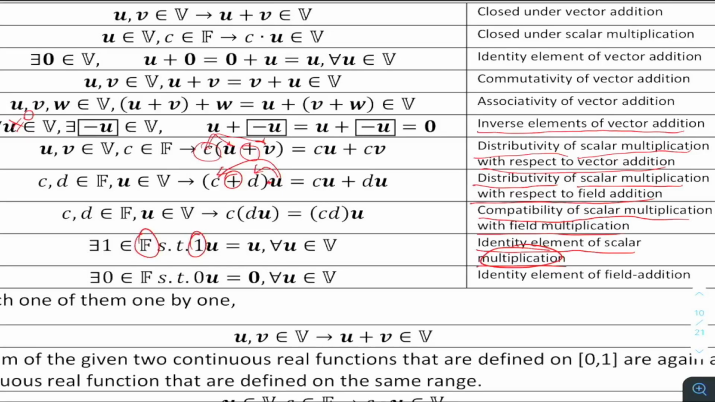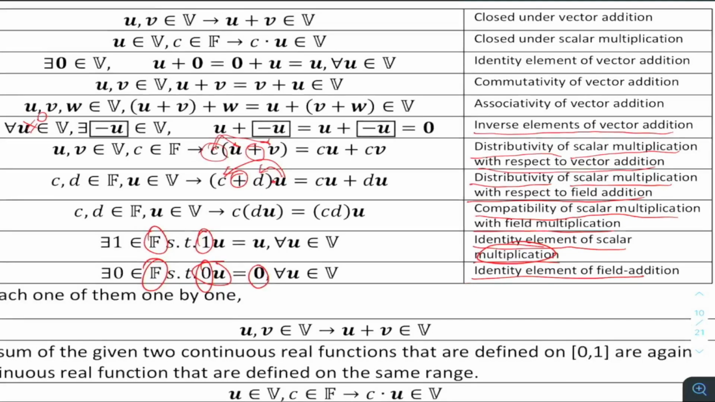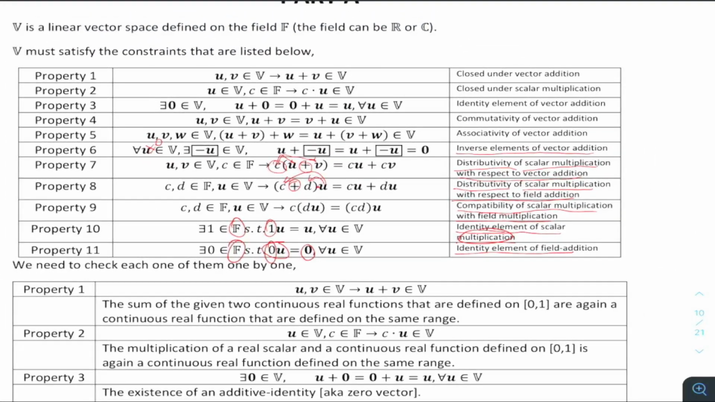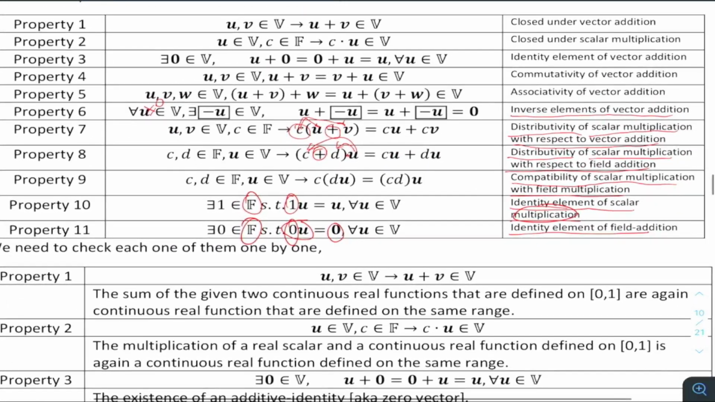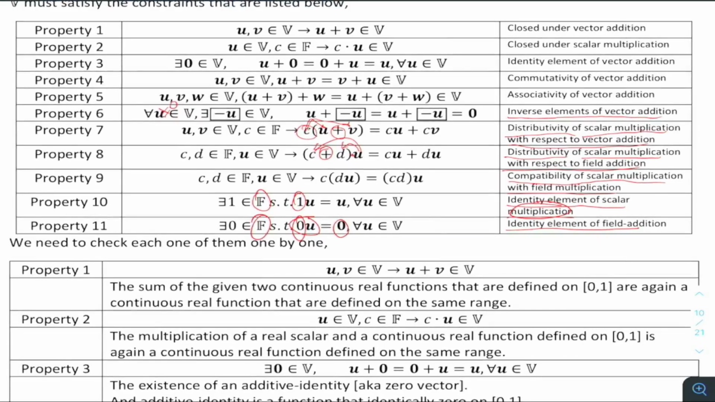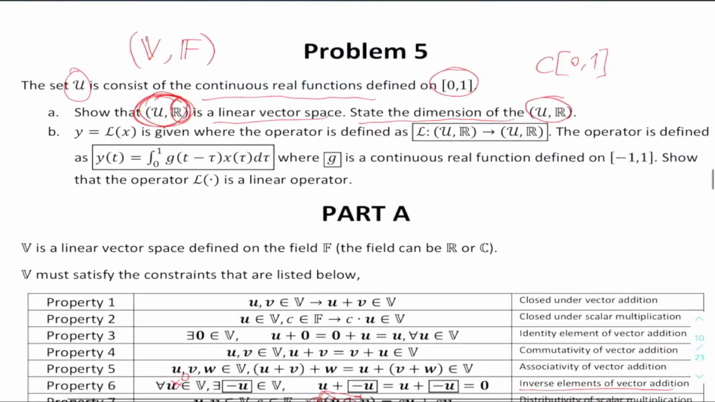Okay. And the final property, identity element of field addition. The underlying field must have some 0, right? And when we do that computation, we will get the zero vector in that vector space, right? Okay, so these are the properties. We just focus on the properties, and now what was our problem? Continuous real functions defined on the 0, 1 interval, right?